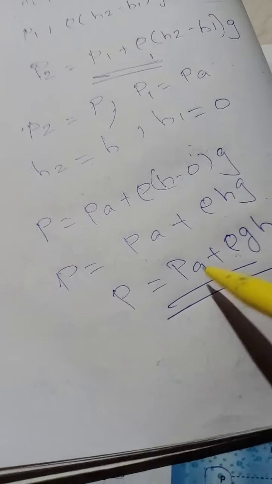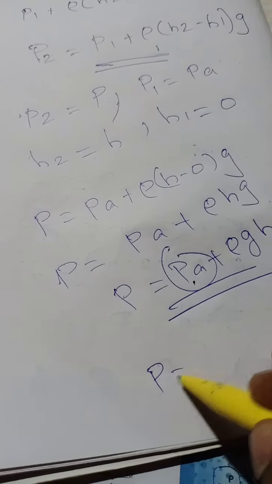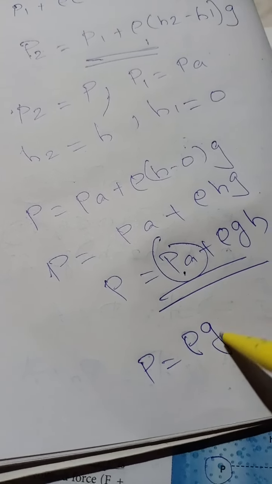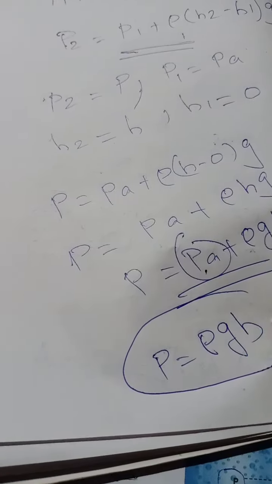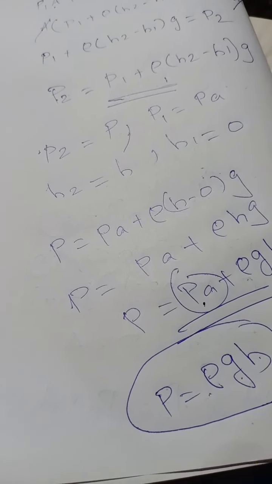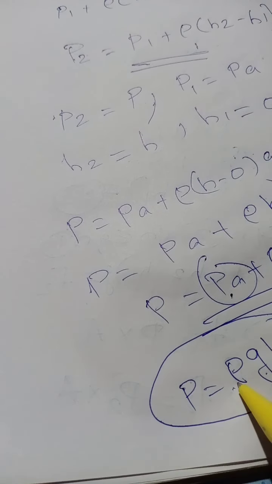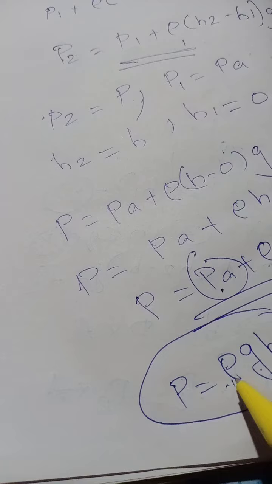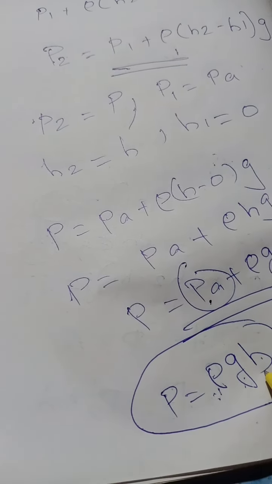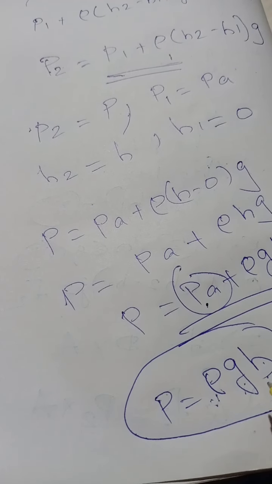Now you can neglect this PA, atmospheric pressure, and we will get the pressure at the fluid. P is equal to rho g h: density, gravity, height. So this is what we have proved. Pressure is depending upon the density, gravity, and what? Only the depth.